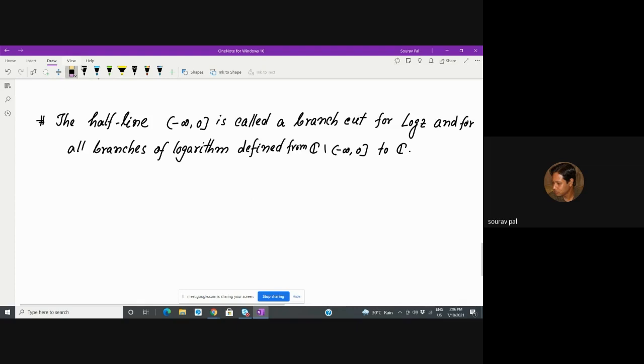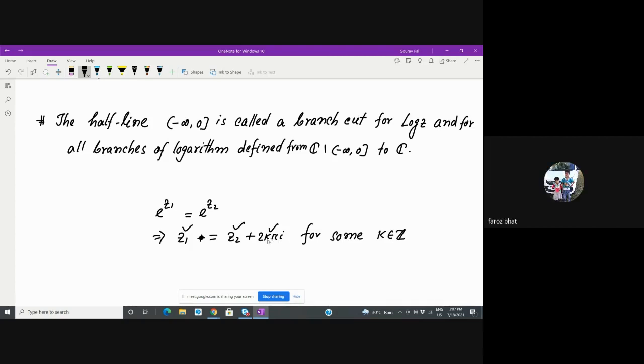Just look at here. You have e to the z1 is equal to e to the z2. So what does this imply? This implies z1 is equal to z2 plus 2k pi I for some k. Mind you, for some k. Once this z1 and z2 is fixed, this k is fixed. This k is a fixed integer. Why is k a fixed integer?